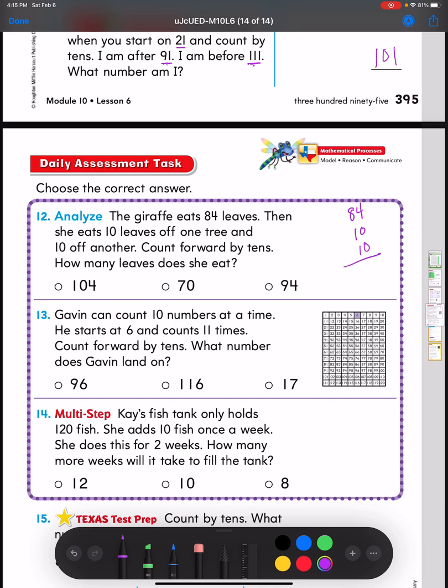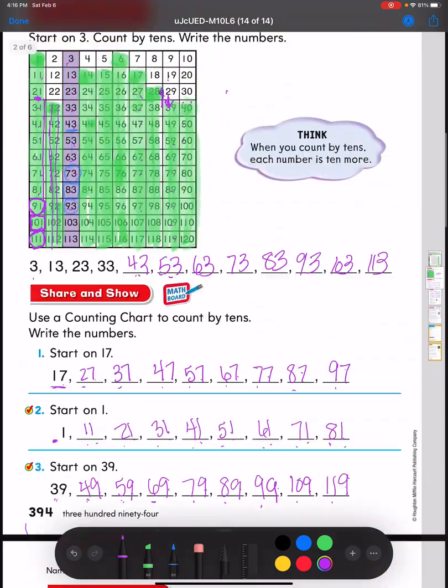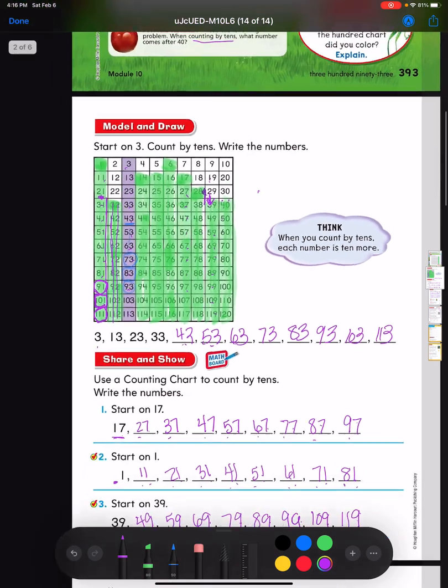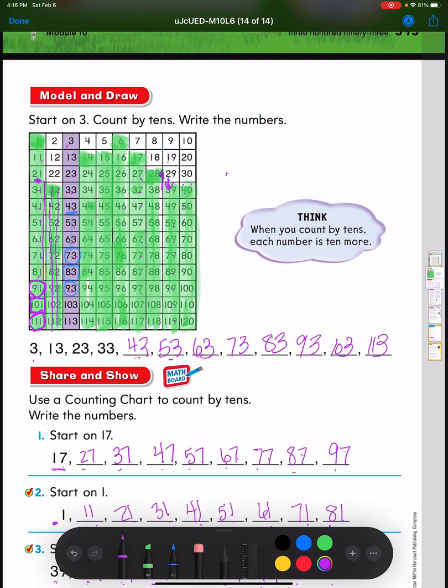So I'm going to count by tens. I know that my ones place will stay the same, and my tens place is going to increase 2 times. So 84, 94, 104. She ate 104 leaves, and I can see this on my chart. So look, here's 84. Counting by tens. So remember, 10 more and then 10 more. So 84, 94, 104. She had 104 leaves.